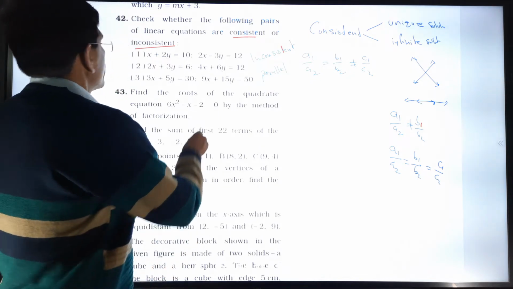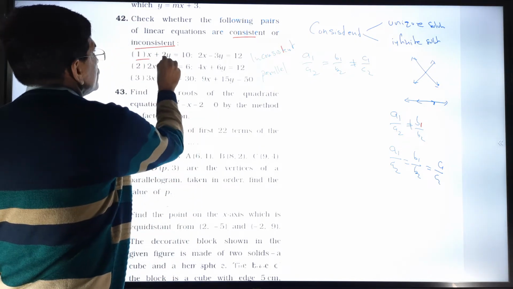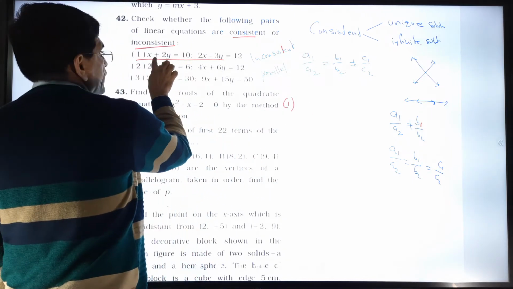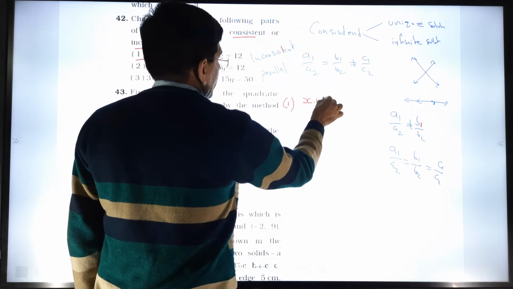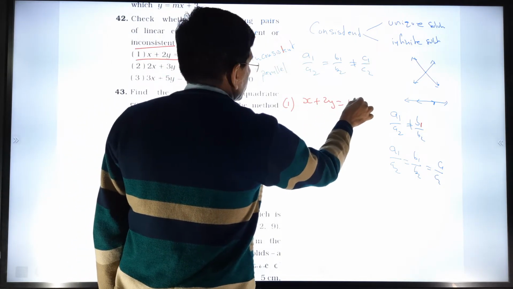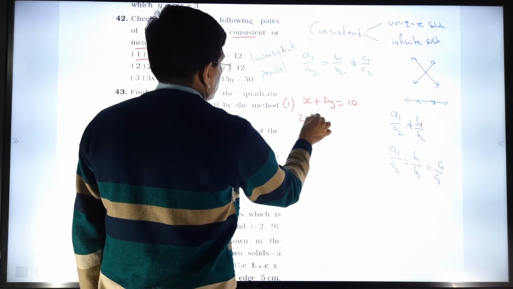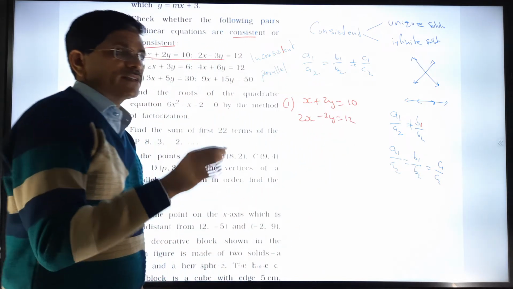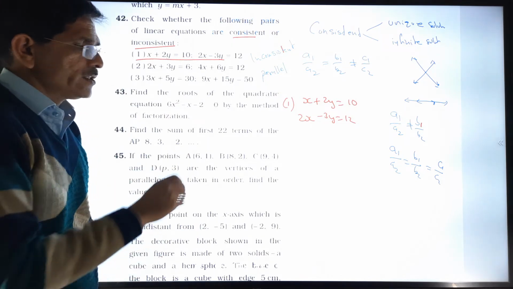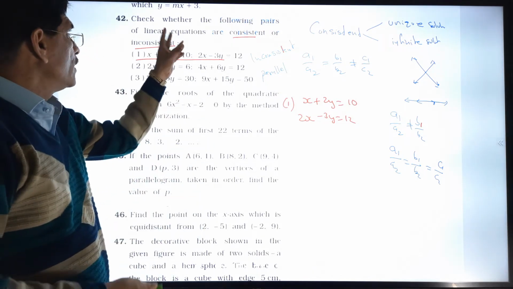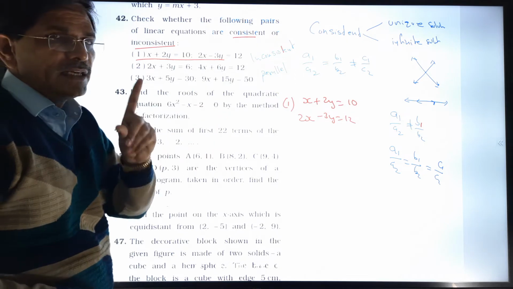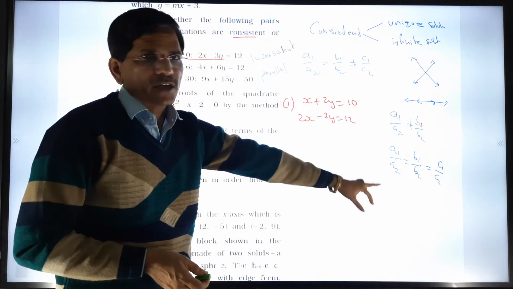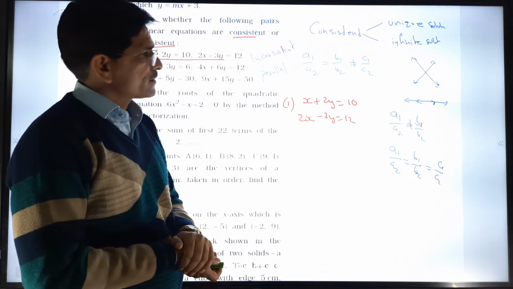So now first we are discussing the first one: x plus 2y is equal to 10, 2x minus 3y is equal to 12. Now we just have to say if it is consistent or inconsistent. It is not necessary to explain everything. When 3 questions are there, each carries 1 mark. So we just have to write under which condition it falls, that is important for us.